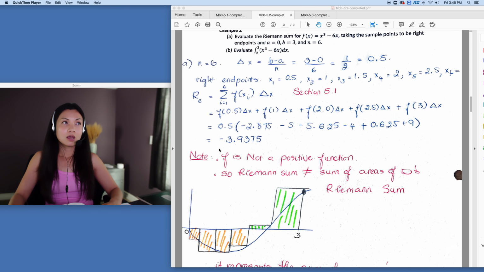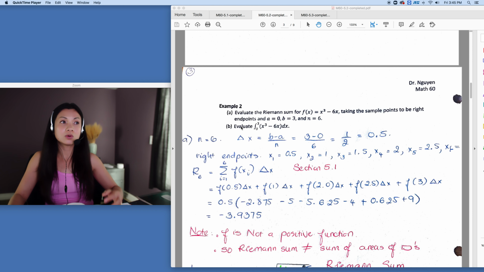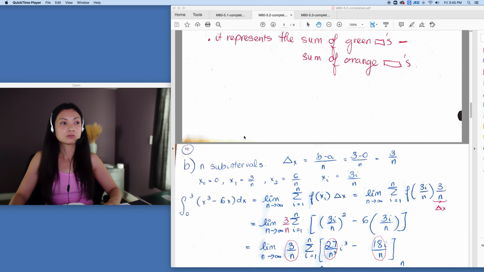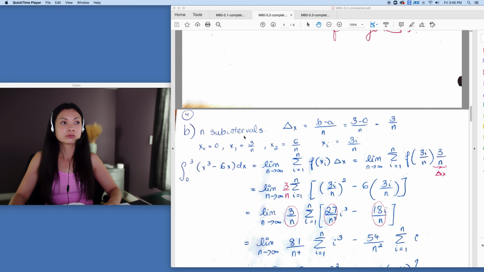For B, they're asking you to evaluate from 0 to 3 with that function. Okay, so we have 0 to 3, and we have the limit. We write the limit based on theorem 4, and I pretty much just plug it in. First, you need to figure out delta x, x0 equals 0, x1 equals 3 over n, and so on. So xi is 3i over n. So I plug it in. So this is a function, this is delta x.